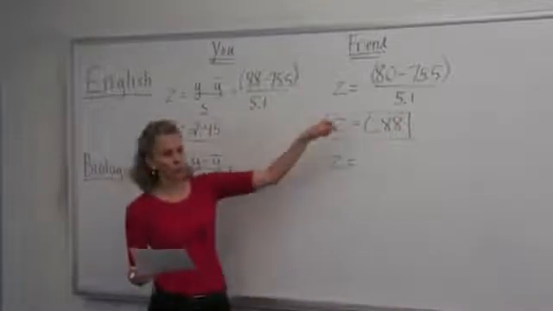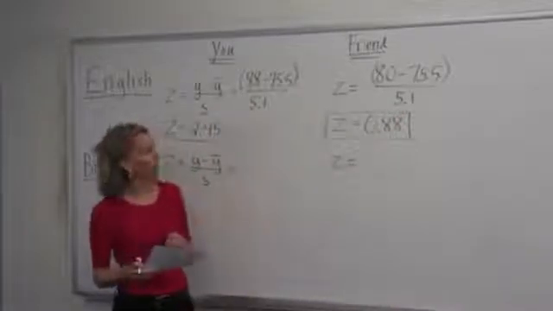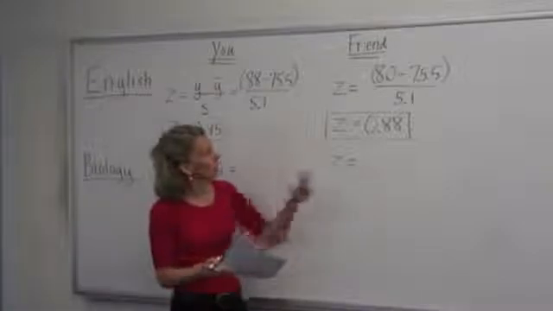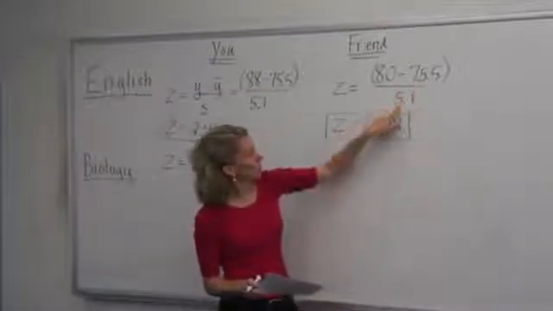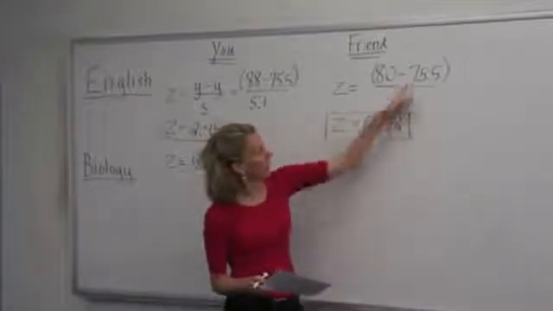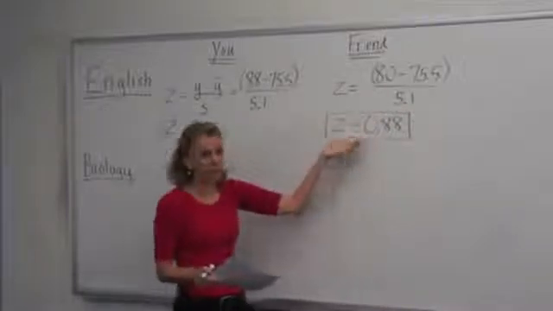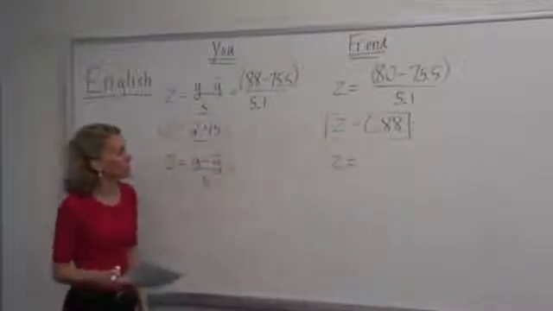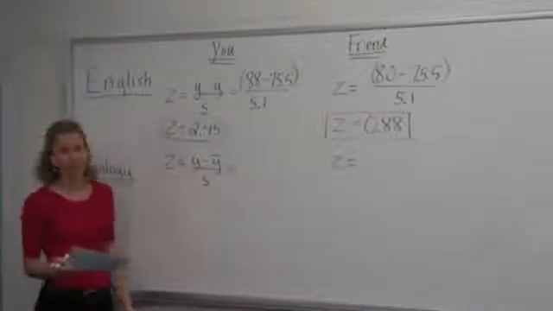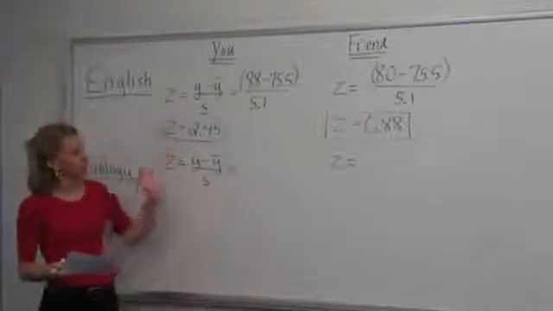So he didn't quite score one standard deviation above the average. You can see if you started at the average and added one standard deviation, we'd be at an 80.6. He wasn't quite at 80.6, so he was just slightly under one standard deviation above the mean, 0.88 standard deviations above the mean.